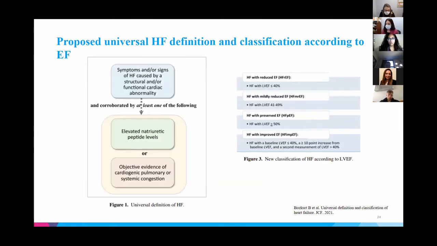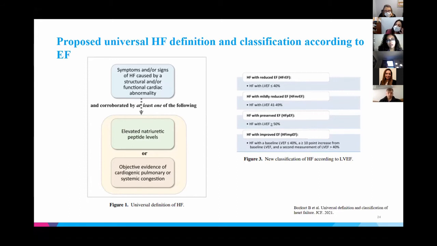So this is the proposed universal heart failure definition and classification according to ejection fraction that the JCF put out last year. The proposed universal definition is symptoms and or signs of heart failure caused by a structural and or functional cardiac abnormality, and corroborated by at least one of the following: elevated natriuretic peptide levels, or objective evidence of cardiogenic pulmonary or systemic congestion. That includes findings on chest x-ray, or elevated filling pressures on echo or by hemodynamics on a right heart catheterization.